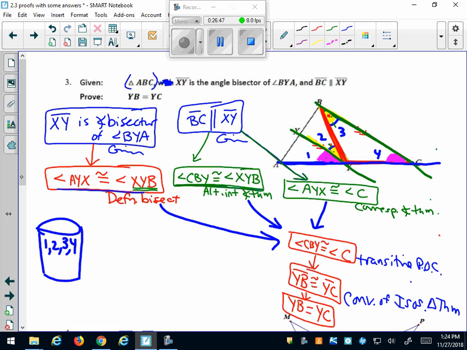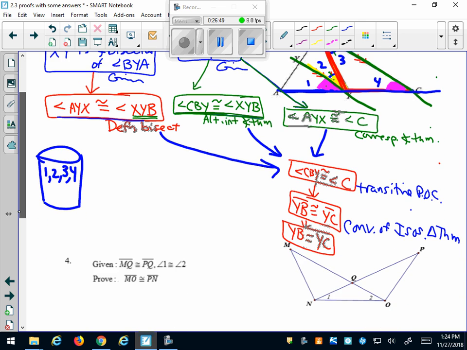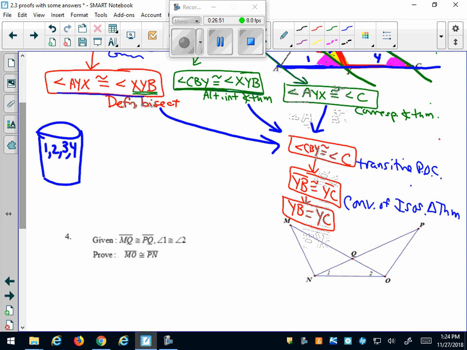Now, the proof actually wasn't a congruence, it was an equals. So YB is equal to YC. Why? What's the reason? We proved they were congruent by converse of the isosceles triangle theorem. Now we can say they're equal by what reason? Congruence to equal. Definition of congruence, yep.